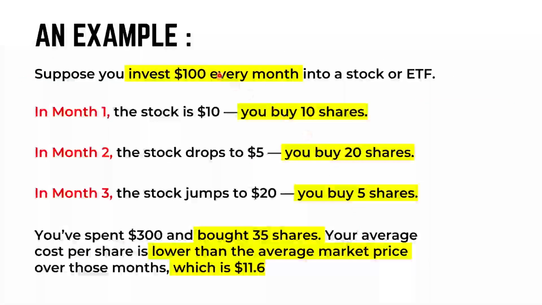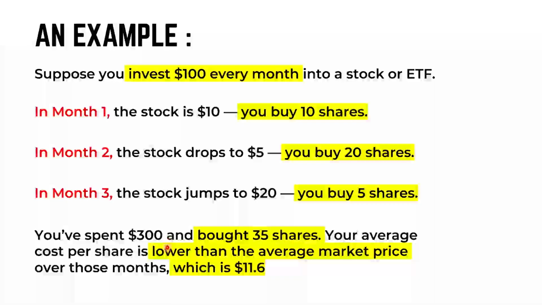Let's break this down with a real-world example. Suppose you invest $100 every month into a stock or ETF. In month 1, the stock is $10. You buy 10 shares. In month 2, the stock drops to $5. You buy 20 shares. In month 3, the stock jumps to $20. You buy 5 shares. You've spent $300 and bought 35 shares.